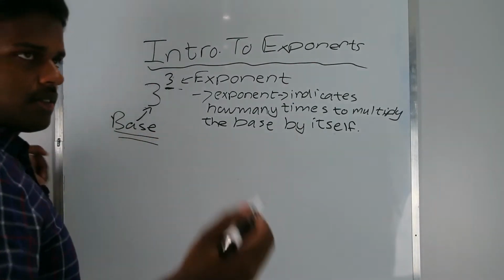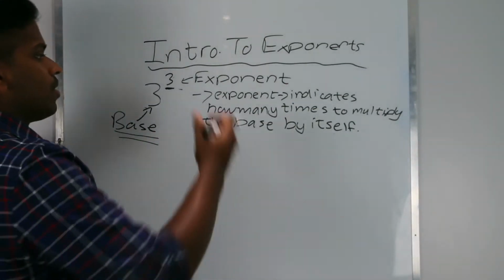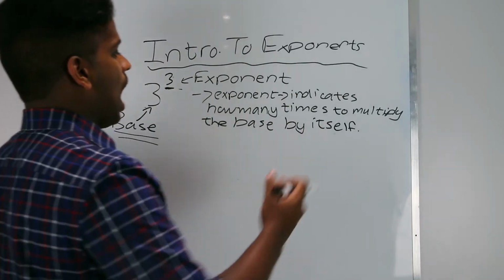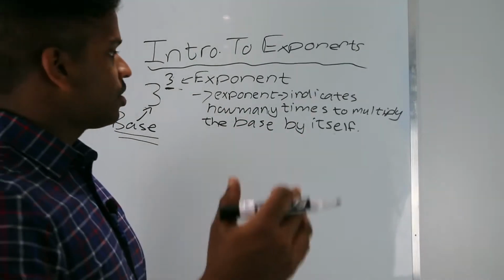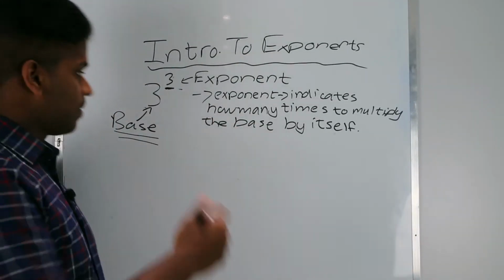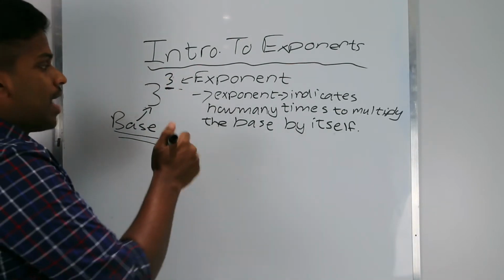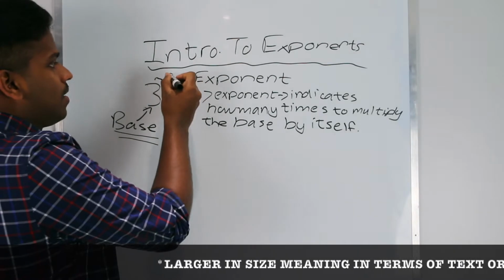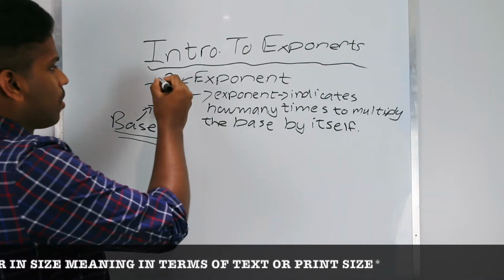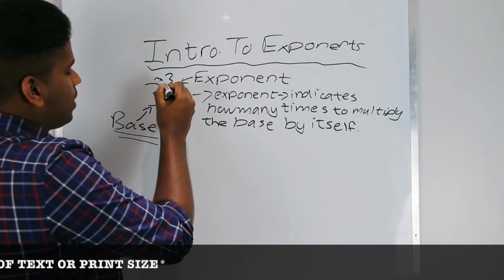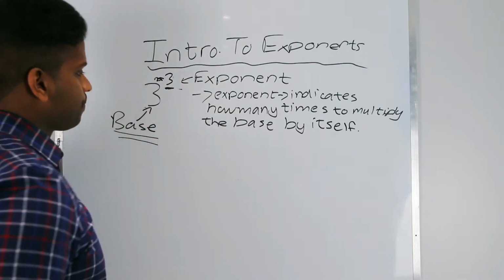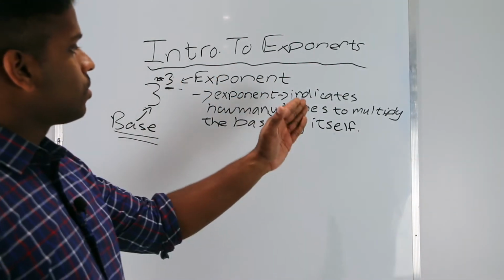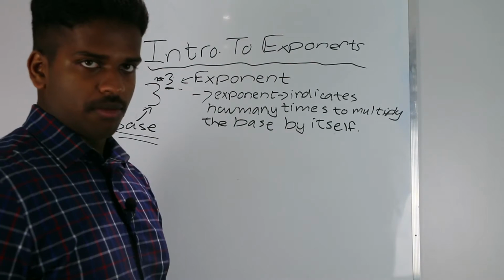So what does this exponent indicate? This exponent indicates how many times we have to multiply the base, which is the number that is larger in size than the exponent, and is sort of at the bottom left of the exponent or underneath the exponent. So how many times should we multiply the base by itself?